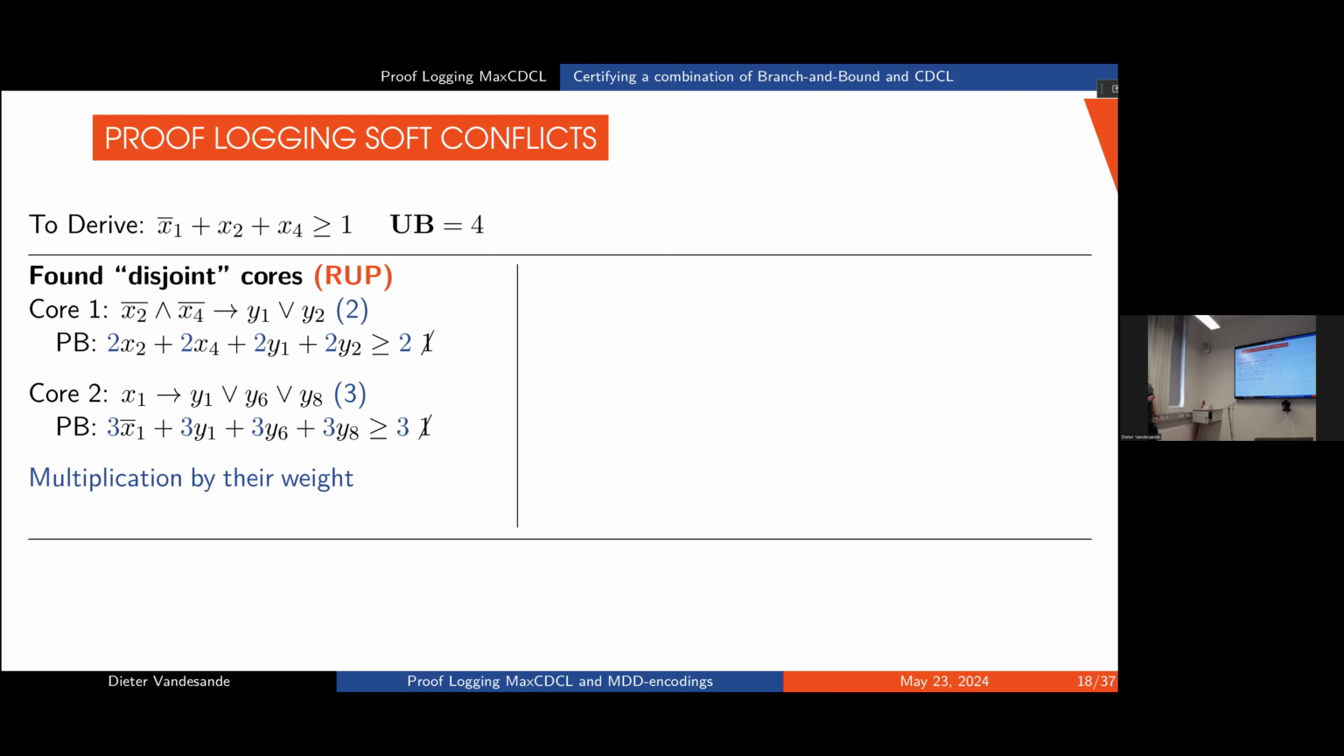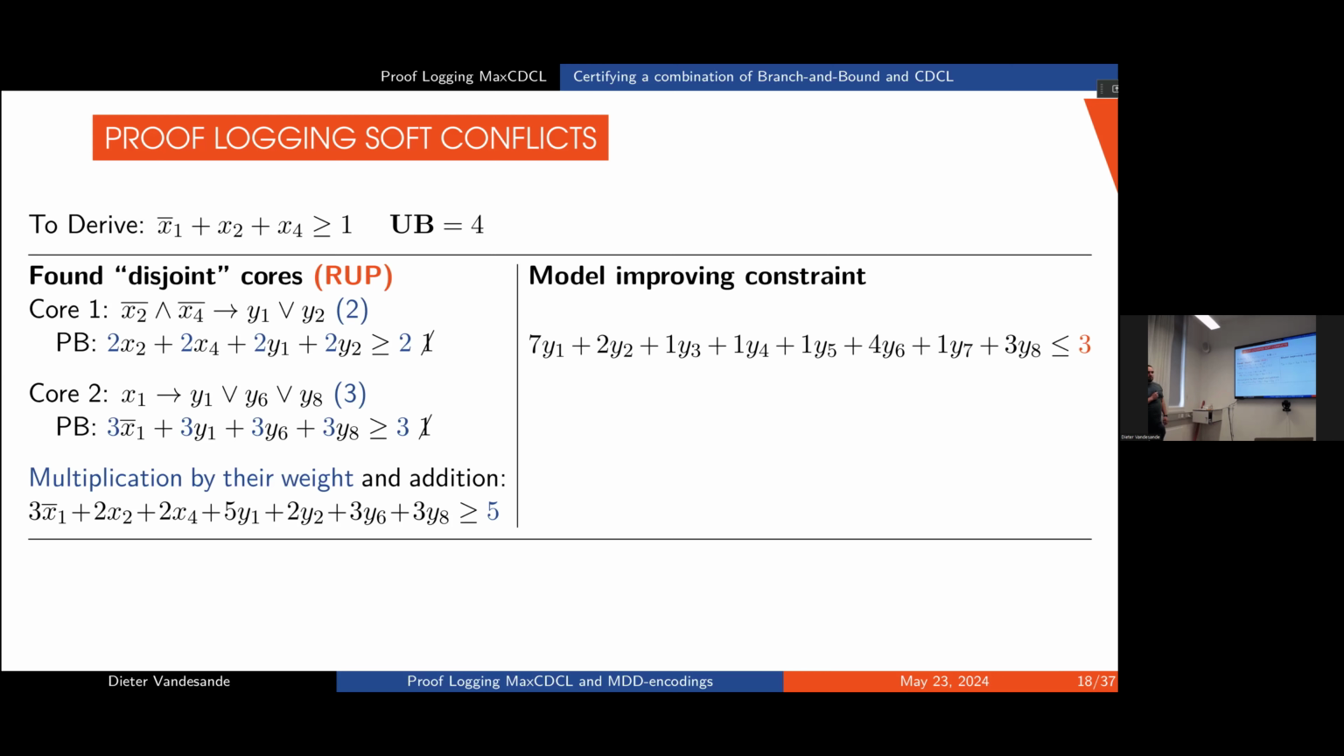First, we multiply the Boolean cores with their weights, and we add them up. And then we need something else. We need the model improving constraint. So when you're doing optimization in VeriPB, you always derive the model improving constraint, saying that if you have found a current best found solution with value 4, so with some value, you can always get the constraint that you want a strictly better solution.